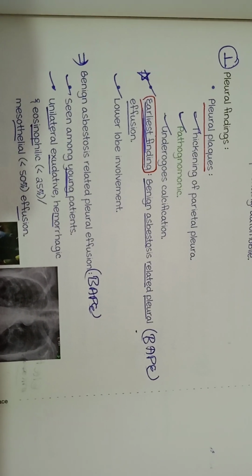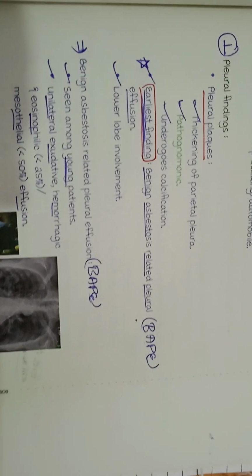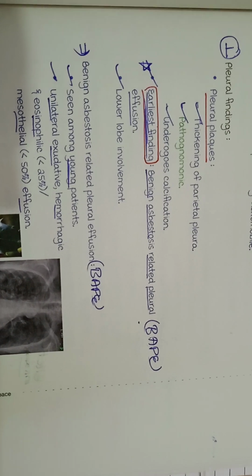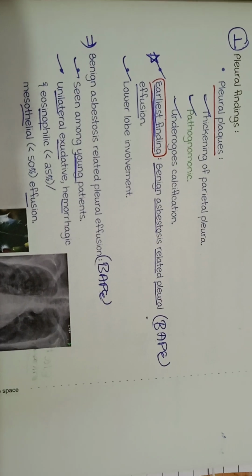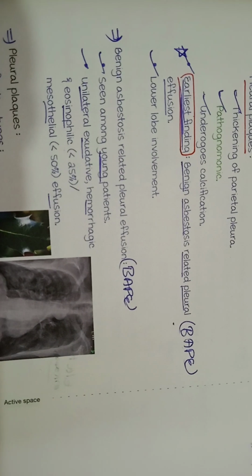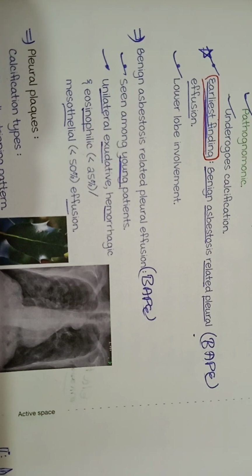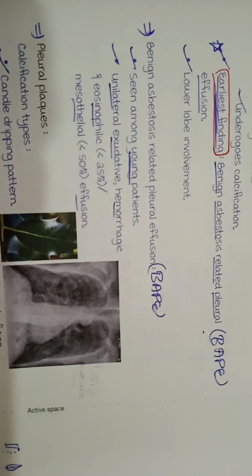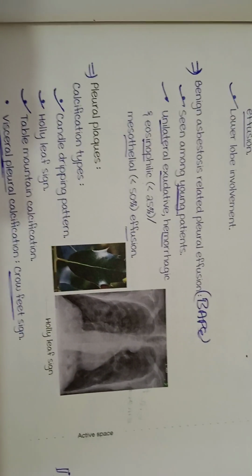The earliest finding is BAPE, that is benign asbestos related pleural effusion. The most pathognomonic finding is pleural plaques, that is thickening of parietal pleura and calcifications. Benign asbestos related pleural effusion is seen in young patients. It is unilateral, exudative, hemorrhagic, and eosinophilic. Eosinophils are less than 25% and mesothelial cells are 50%. Second is pleural plaques.